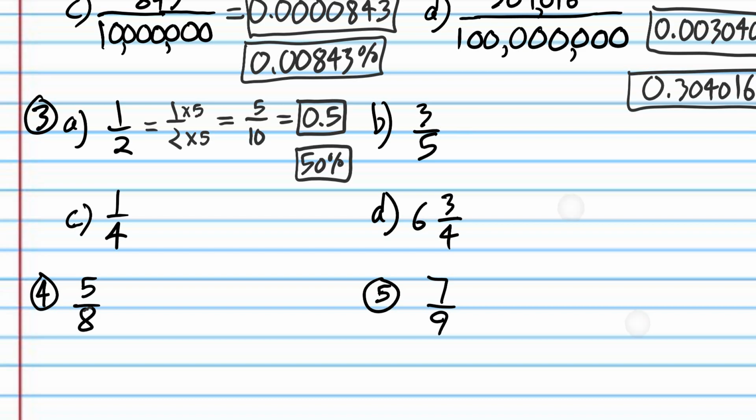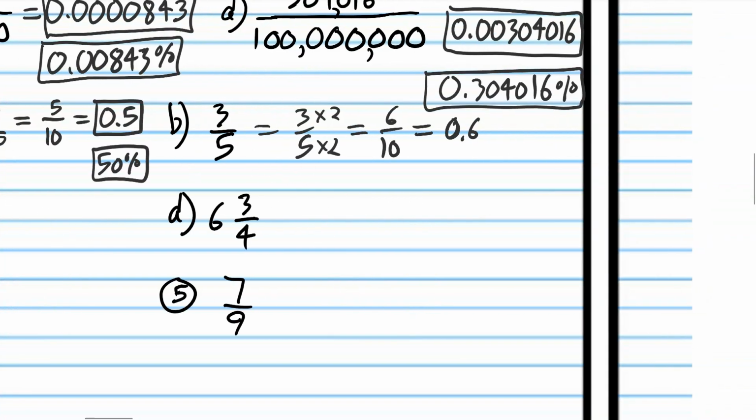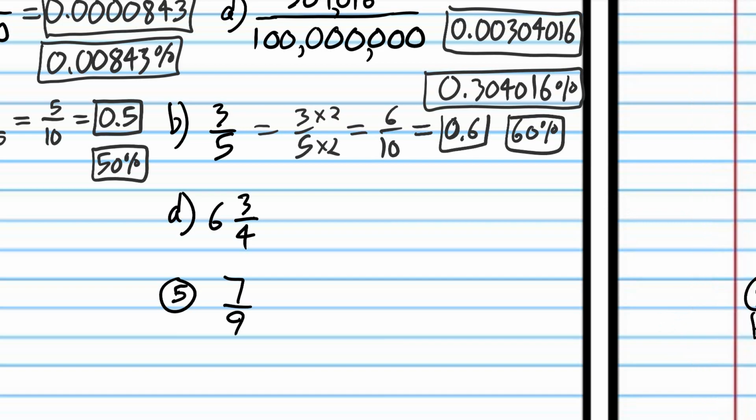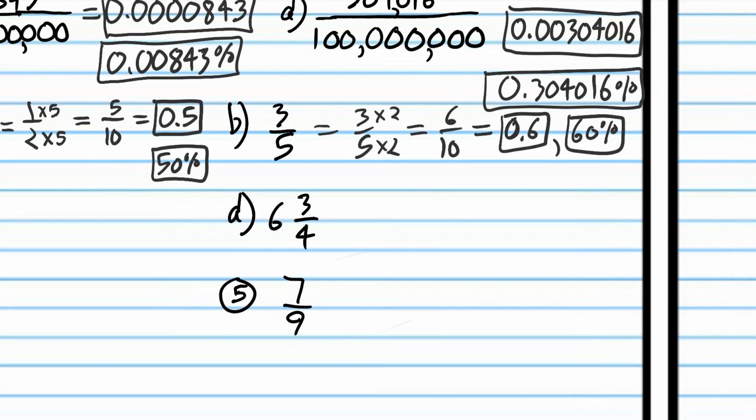All right, we're back. So you have 3/5, and if you multiply both sides by 2, you get 6/10, which is 0.6. And change that to a percent, you have 60%. So if you got those 2 answers, good job.